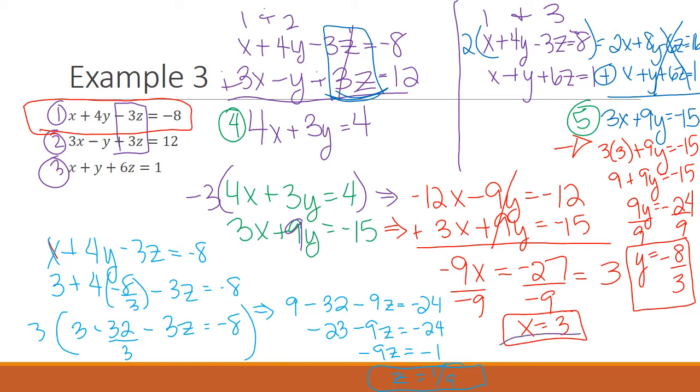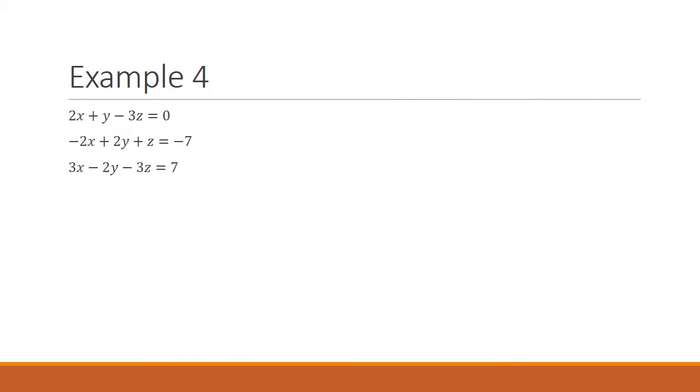So I have x equals 3, y equals negative 8/3, and z equals 1/9. So you can write that as one solution set. X is 3, y is negative 8/3, and z is 1/9. And that's your answer. Let's go on to the next one. All right, example number 4.